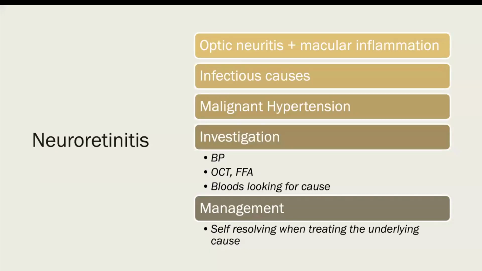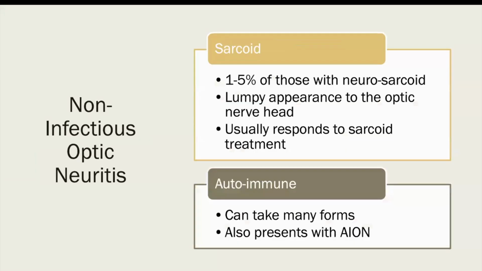And neuroretinitis itself tends to self-resolve. But you essentially have to treat the underlying cause. So if it's an infectious cause, treat the infection. If it's hypertension, treat the malignant hypertension. But the neuroretinitis itself tends to settle down and they usually have quite good visual recovery.